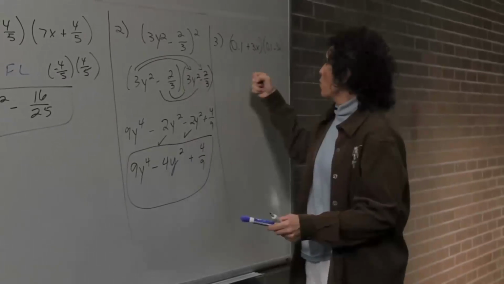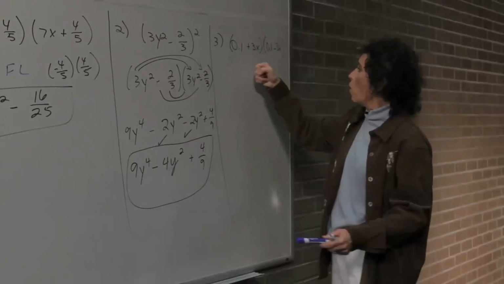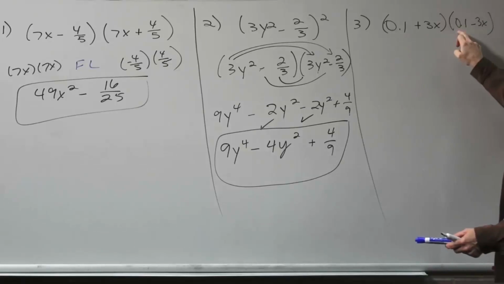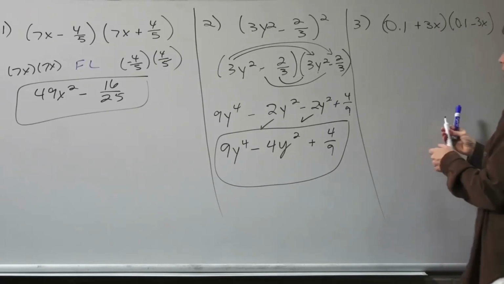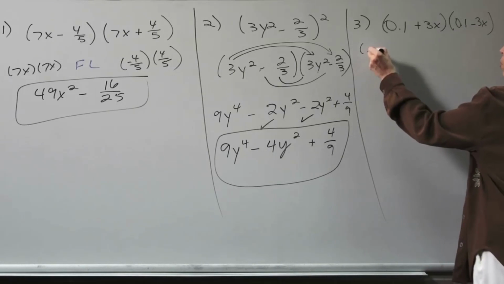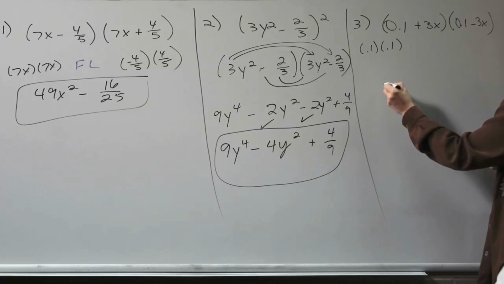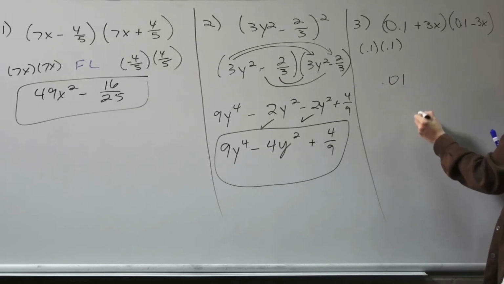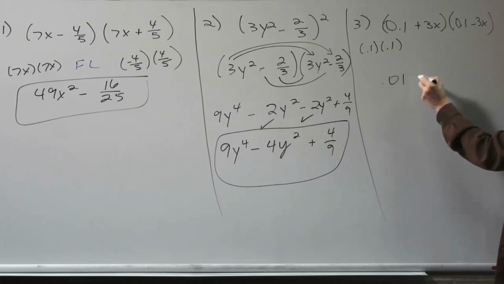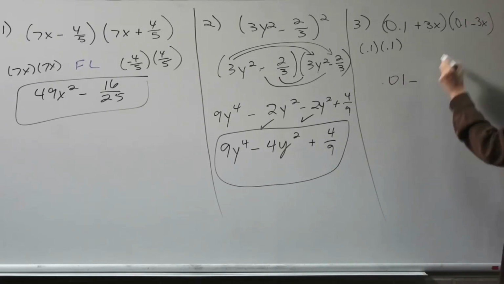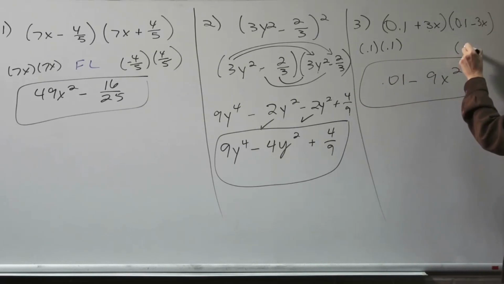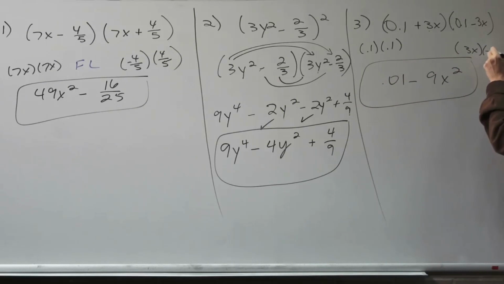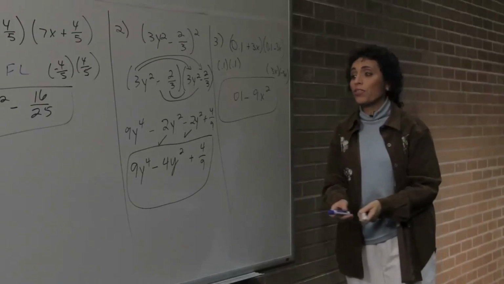Okay, let's take a look at number 3. These are conjugates. The first terms match, and the last terms are opposites, so we can just FOIL. We're multiplying 0.1 times 0.1, and we get 0.01. A positive times a negative is a negative. 3 times 3 is 9x squared. We're done. Conjugates are easy. I love them. And that's it with that problem.